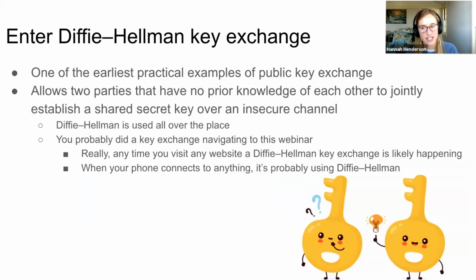And almost every time we do that, we're doing a Diffie-Hellman key exchange. So that issue that David had talked about, how will your friend know that the cipher shift key is 3 or 2 or whatever, Diffie-Hellman solves that problem. It's one of the earliest practical examples of public key exchange, and it allows two parties that have no prior knowledge of each other to jointly establish a shared secret key over an insecure channel. You've probably used it several times today.